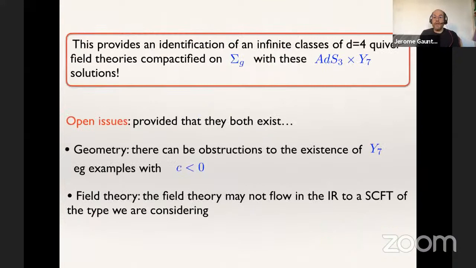So at this point, I'm almost saying, well, this does provide an infinite class of examples of AdS3 cross Y7, where we've identified the field theory.